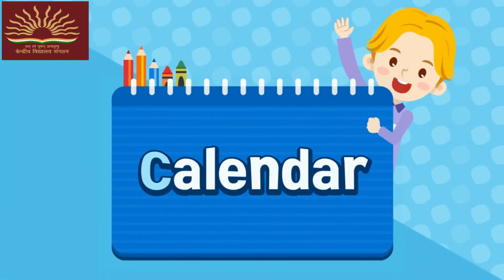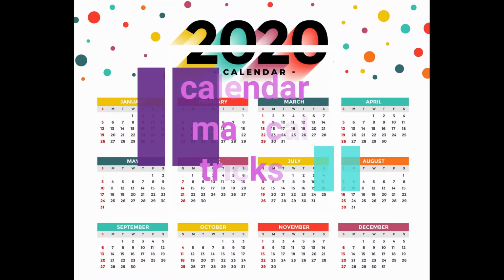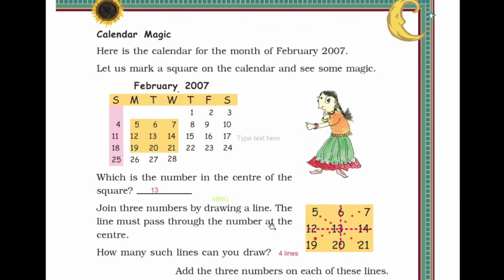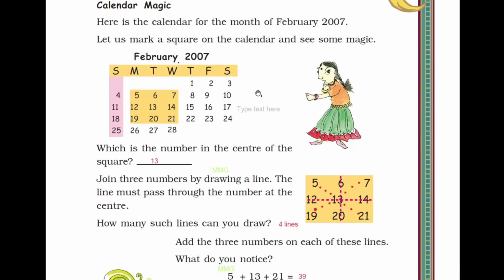Now, as we have learnt everything about the calendar, it's time to learn some magical tricks on the calendar. Here you may see a calendar of February of the year 2007. Let us mark a square on the calendar and see some magic. So here we go. Which is the number in the center of the square? You may see that 13 is at the center of the square, which is marked in your book.